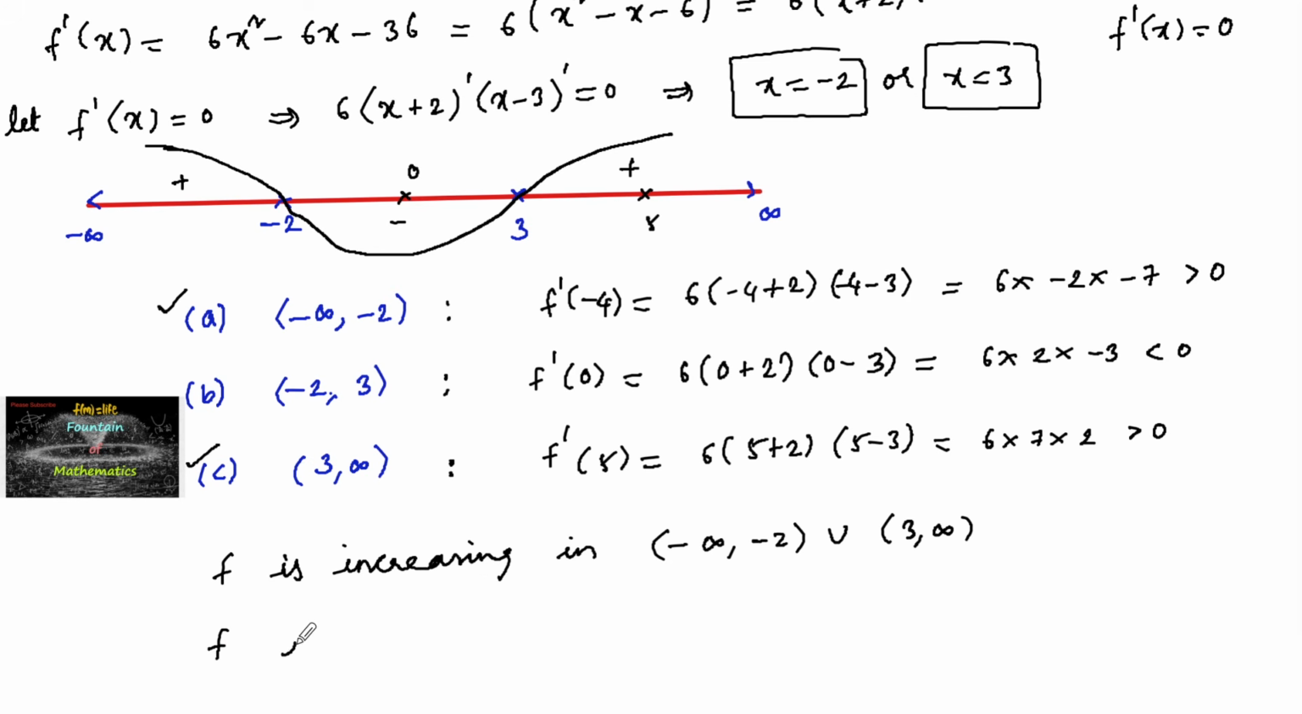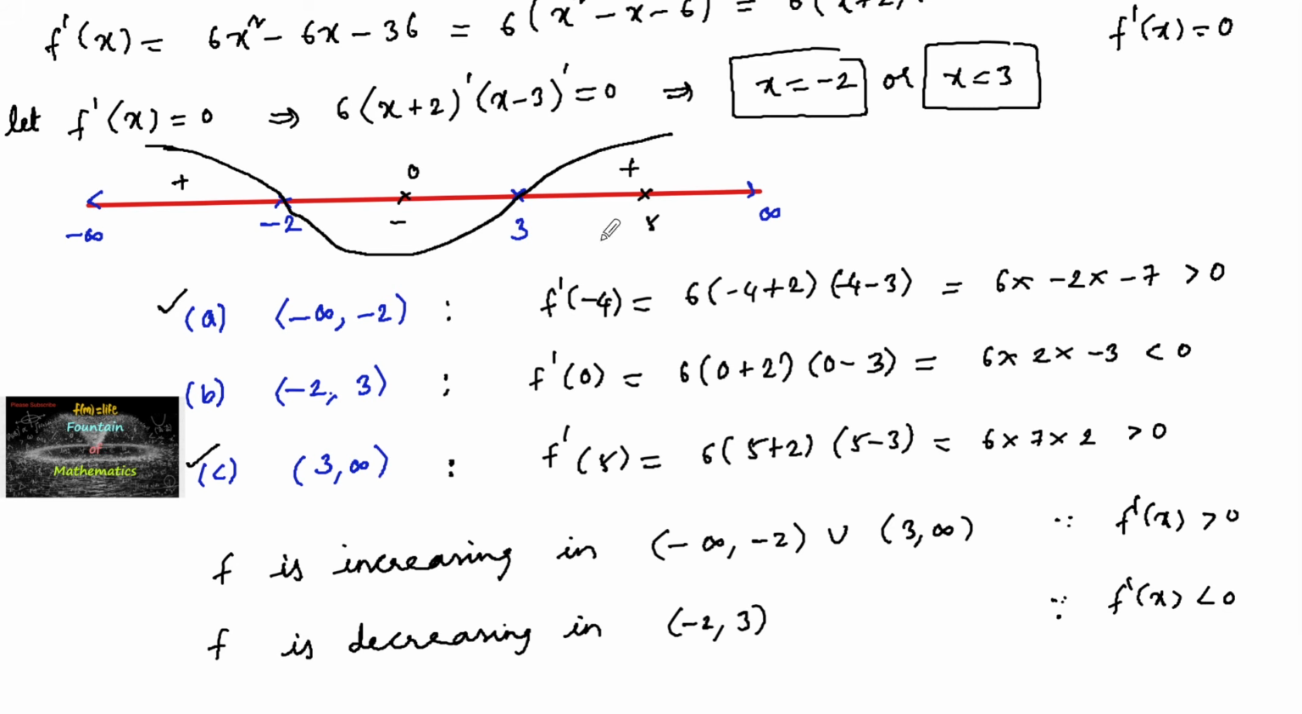and f is decreasing in the interval (minus 2, 3), since f'(x) is positive in the first intervals, and here f'(x) is negative in this interval. So by verification, and by using the wavy curve method also, we can get the solution. Okay, thank you.